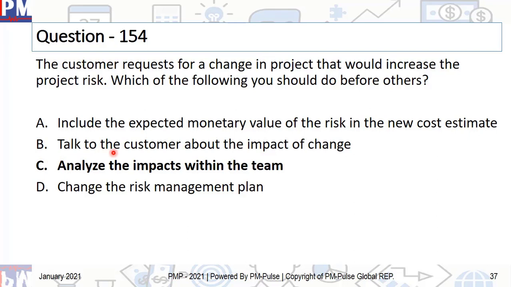Then B, talk to the customer about the impact of change. Yes, we can do that provided we've found the impact first. And D, change the risk management plan. That's going to happen even after this, if at all. So the best answer is analyze the impact within the team and then submit all of this for approval, or basically present it to the CCB. They will take the decision.